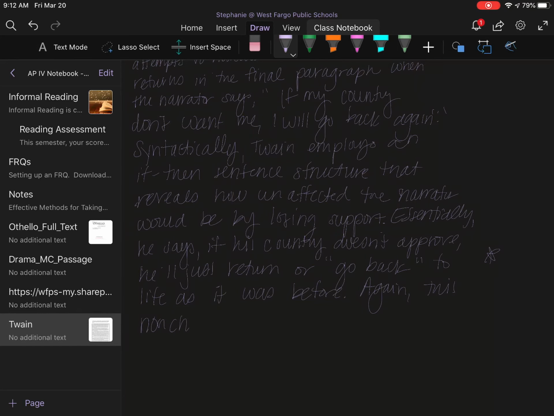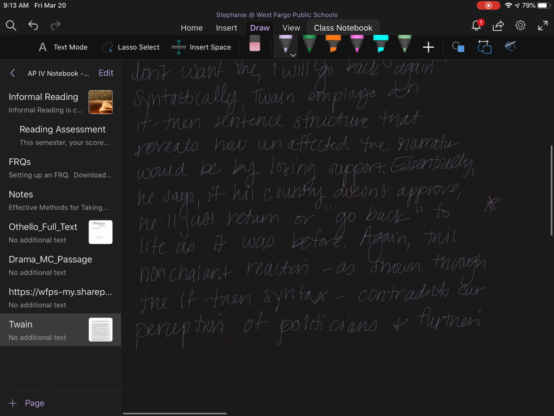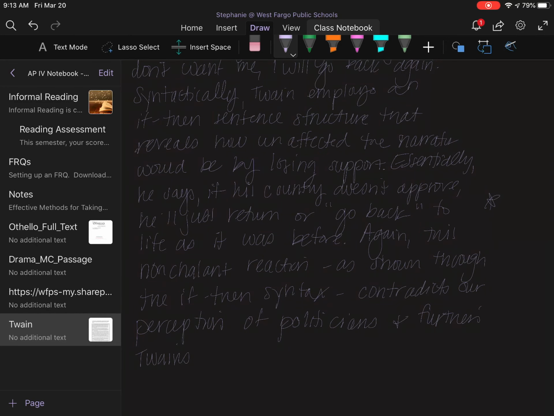this nonchalant reaction, as shown through the if-then structure, I'm going to say if-then syntax, contradicts our perception of politicians and furthers Twain's mockery of those in political power.